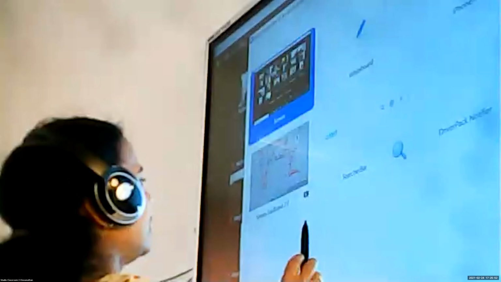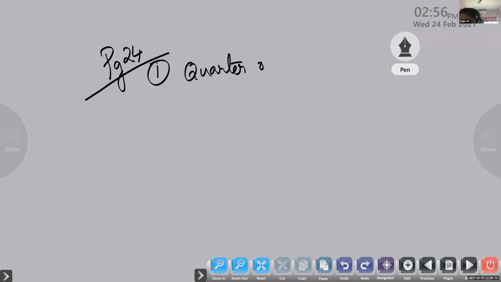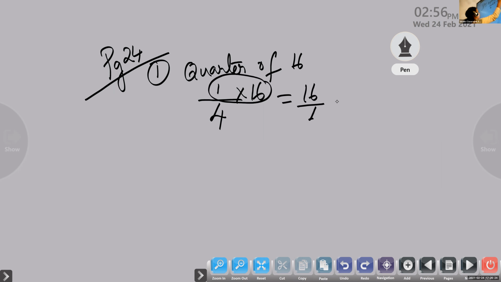So, children, a quarter means what? We are discussing now page number 24, workbook, question number 1. A quarter of 16. Four. Okay, so children, you can write in the rough book if you want. Quarter means 1 by 4 multiplied with 16. So 16 into 1, 16 by 4. That is equal to 4 chocolates. Correct answer.